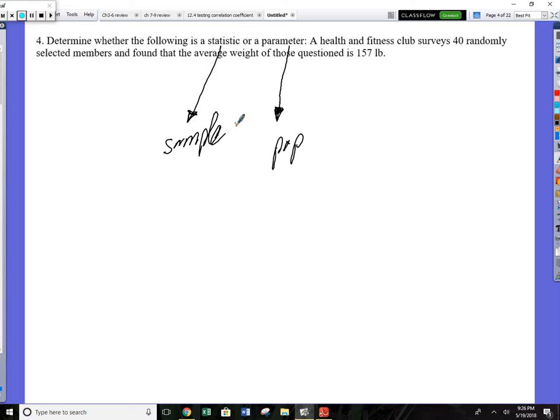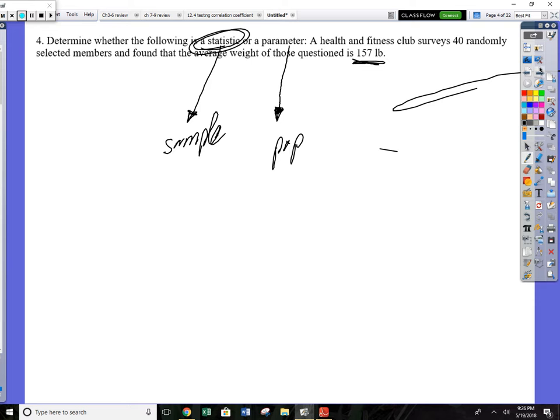So a health and fitness club surveys 40 randomly selected members and found that the average weight of those surveyed was 157 pounds. Okay, that is a statistic, because that number, that average weight, 157, is describing 40 random people from that sample. So it's not describing everyone in the population, just that sample.